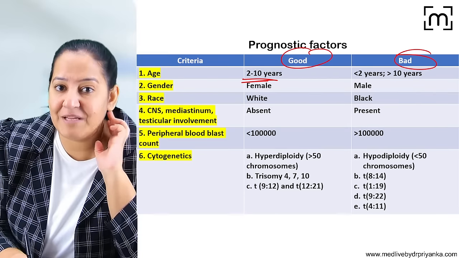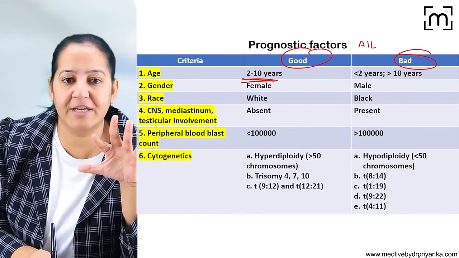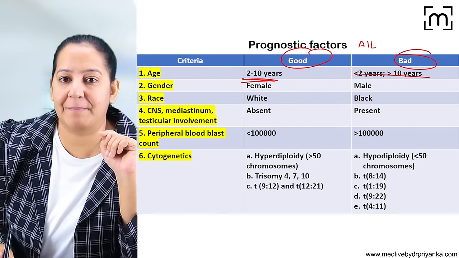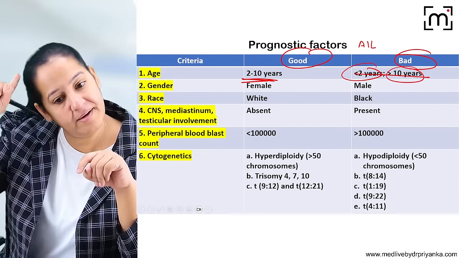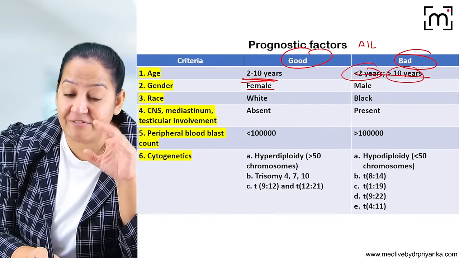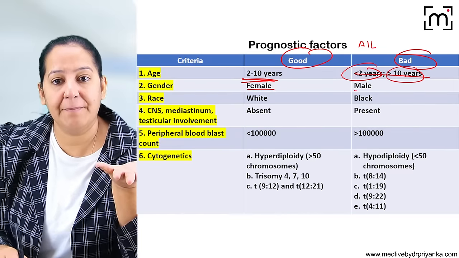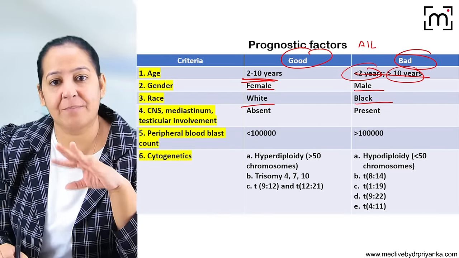2 to 10 years. It occurs in children. I'm teaching you ALL. It occurs in children. The 2 to 10 years age group is good. But extremes are bad, less than 2 and more than 10. Both extremes are bad. The same was there in AML. Here also extremes are bad. In a female child, the prognosis is good. In a male child, the prognosis is bad. In whites, the prognosis is good. But in blacks, the prognosis is bad.